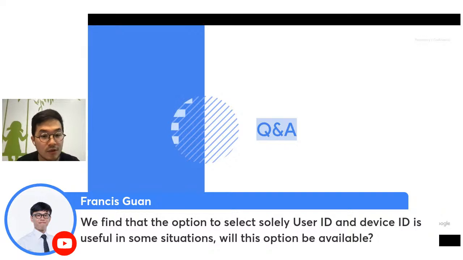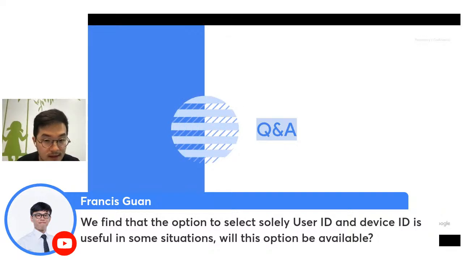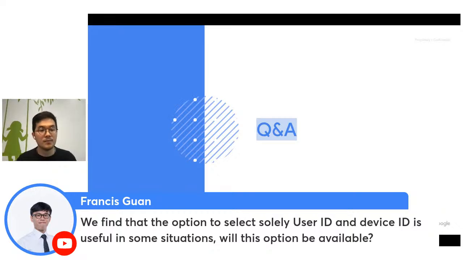Thank you for the question. So also one question, we find that the option to select solely user ID and device ID is useful in some situations. Will these options be available?